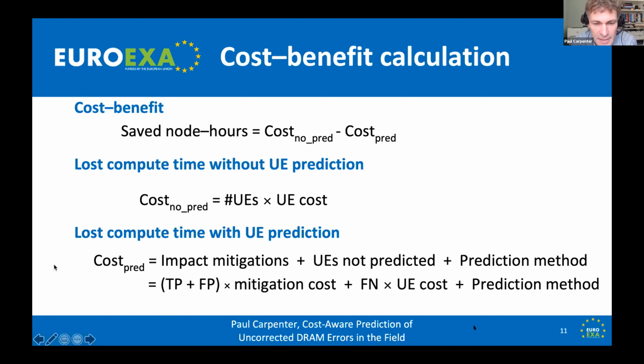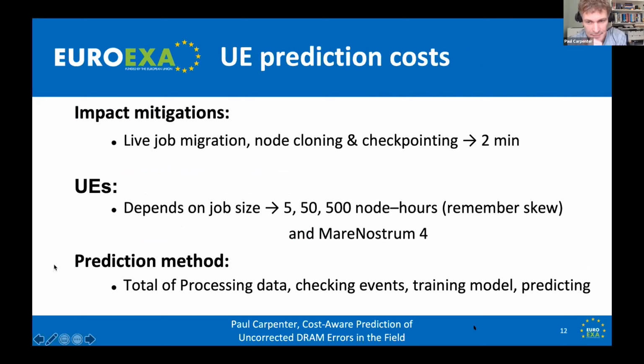In the first case, you're not doing any prediction anyway, so it's just the number of UEs times the cost of them. Otherwise, you have some mitigations and you have the unpredicted costs, plus the cost, of course, of the prediction method itself. Of course, we didn't forget that.